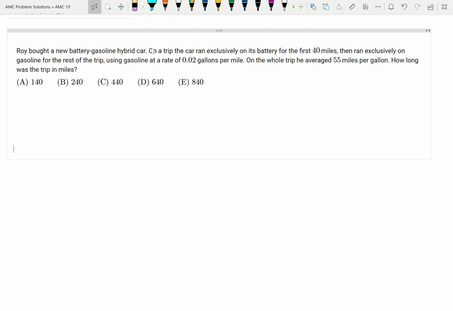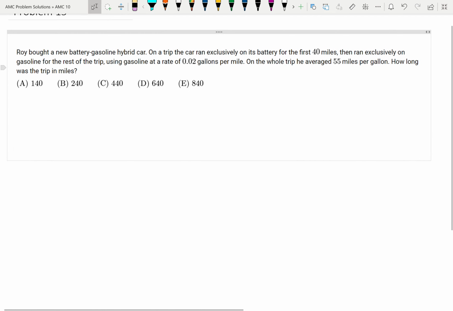Roy bought a new battery gasoline hybrid car. On a trip, the car ran exclusively on its battery for the first 40 miles, then ran exclusively on gasoline for the rest of the trip, using gasoline at a rate of 0.02 gallons per mile. On the whole trip, he averaged 55 miles per gallon. How long was the trip in miles?